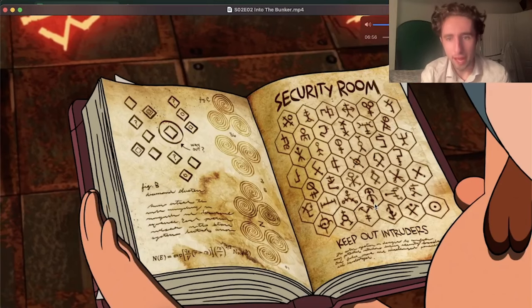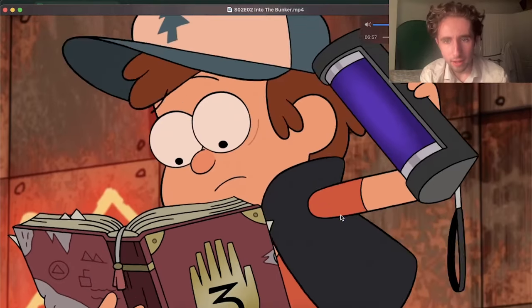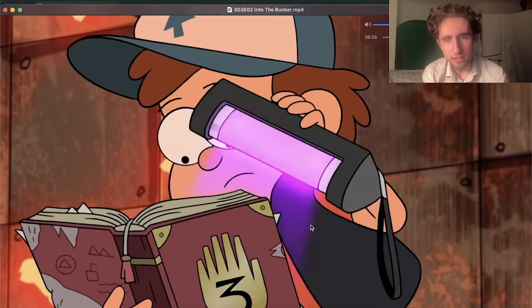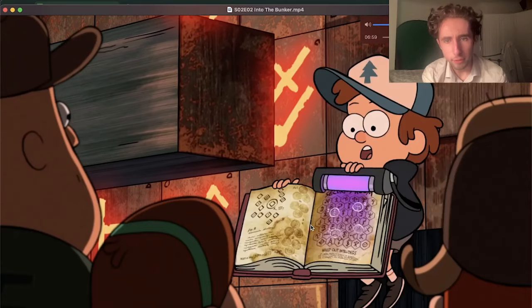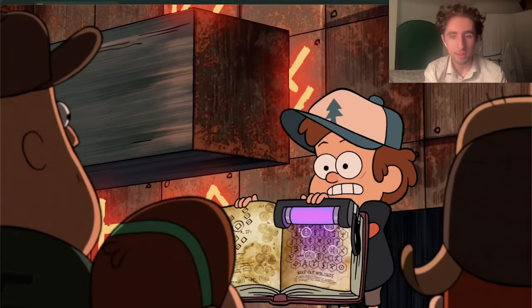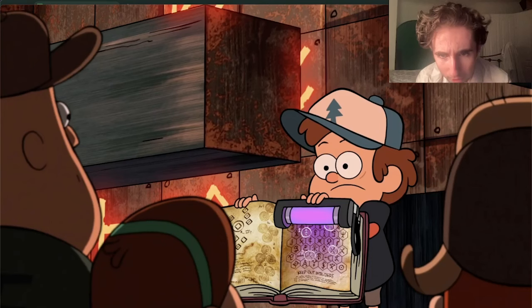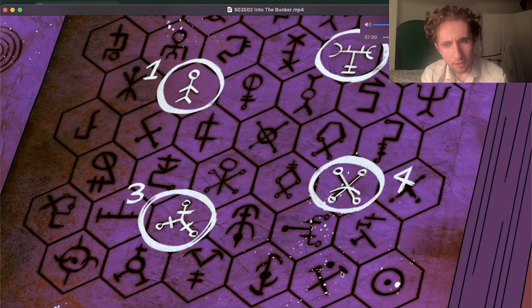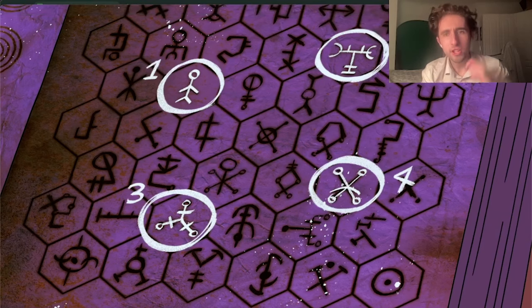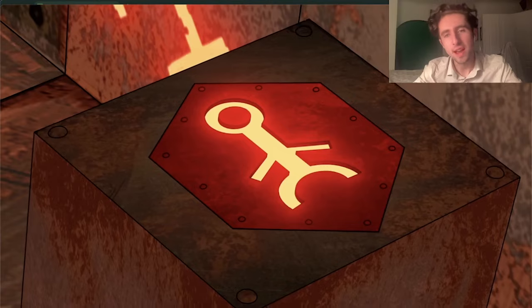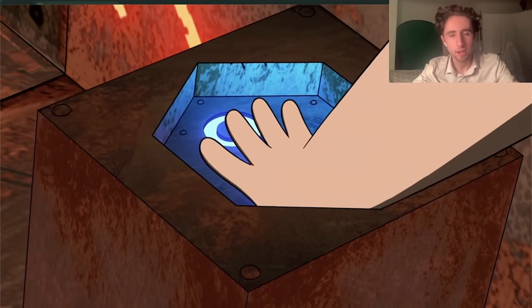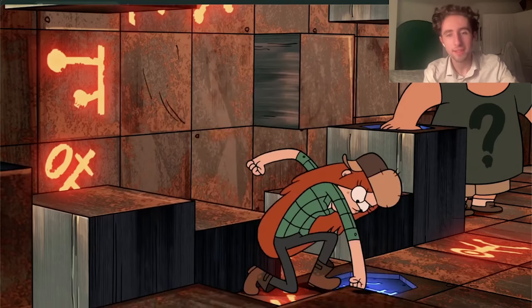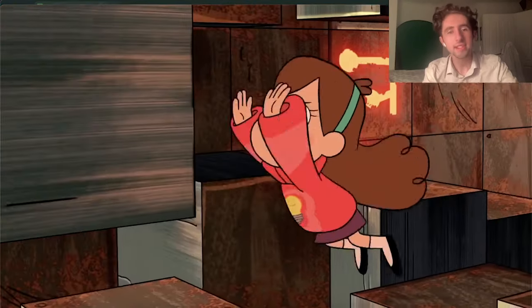So he flashes the black light on all of this, and we see that it's a few specific codes, or symbols. There's also something in the bottom right. It says exit in the bottom right. So I'm assuming that's just how he knows that those are the codes, the symbols that you press in order to get the exit. This scene was so cool.